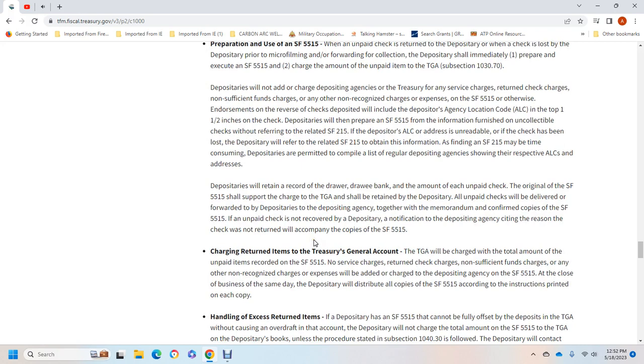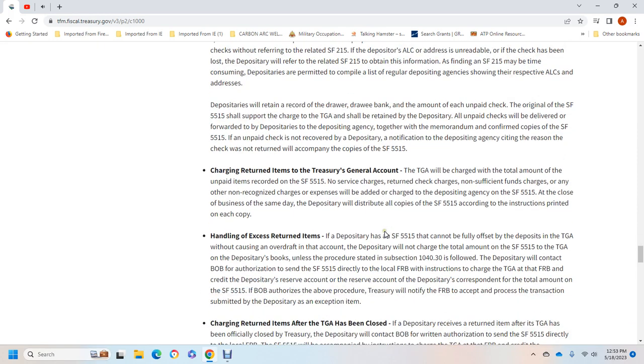Depositories will retain a record of the drawee bank and amount of each of the unpaid checks. The original Standard Form 5515 shall support a recharge of the Treasury General Account and should pertain to the depository on the unpaid check, delivered forward with the depository's depositing agency, together with a memorandum to confirm copies of the Standard Form 5515. For an unpaid check not covered, the depository notifies the depositing agency, citing the reason for the check being returned, to accompany Standard Form 5515.